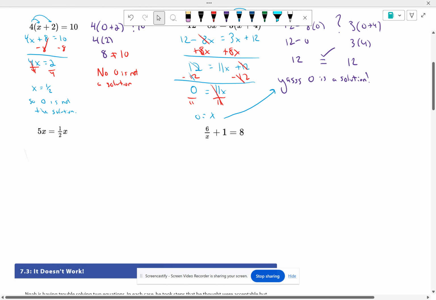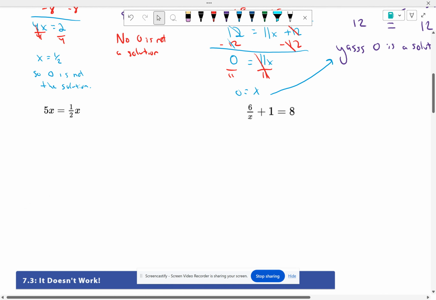All right. Down here, if I plug 0 in, is 5 times 0 the same thing as 1/2 times 0? And so if I want to find out if they're the same thing, let's see, 5 times 0 is equal to 0, and 1/2 times 0 is also equal to 0. Those are equal. So again, yes, 0 is a solution.